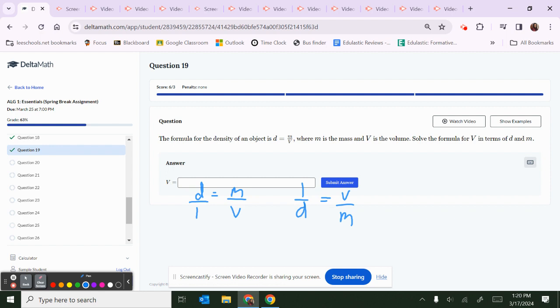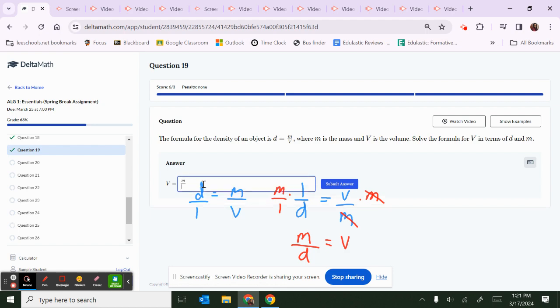So I need to get v all by itself. V is being divided by m, so I need to do the opposite of divide, which is multiply by m. M times, so this is the same as m over 1. So this cancels this. M times 1 is m. 1 times d is d. So your v is equal to m over d. Okay? So again, guys, just like that.